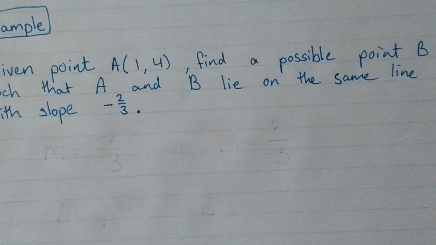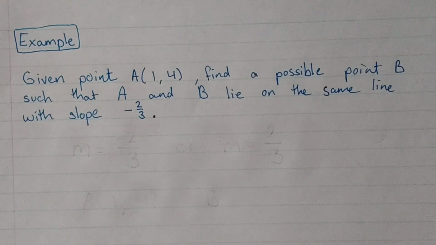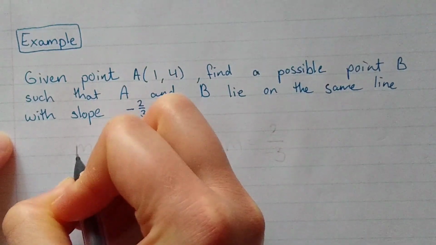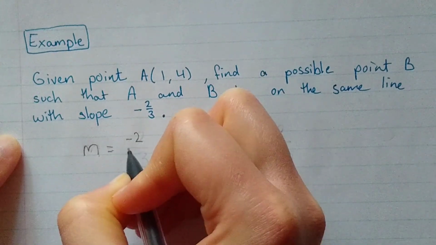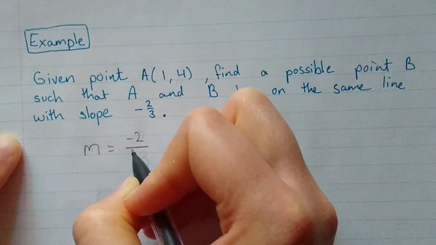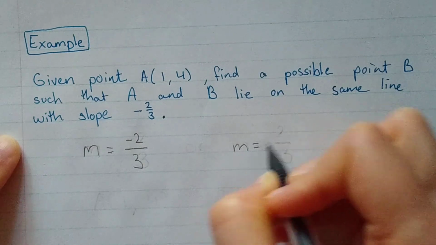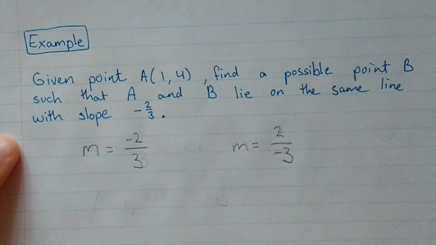Okay, let's look at an example now. Let me zoom out ever so slightly. So suppose you have a point 1, 4, and you want to find a possible point B so that these 2 points lie on the same line with slope negative 2/3. So I want you to note something first. Negative 2/3 could be either, you could put the negative in the top and have a rise of negative 2 and a run of positive 3, or you could put the negative in the bottom and have a rise of positive 2 and a run of negative 3. You'll get the same thing.